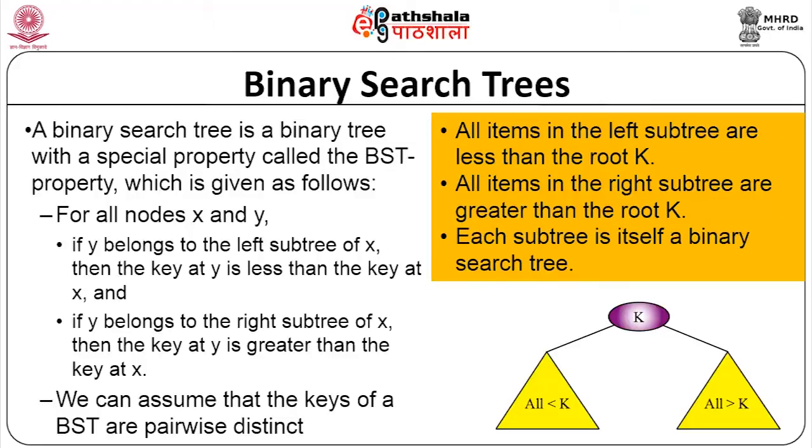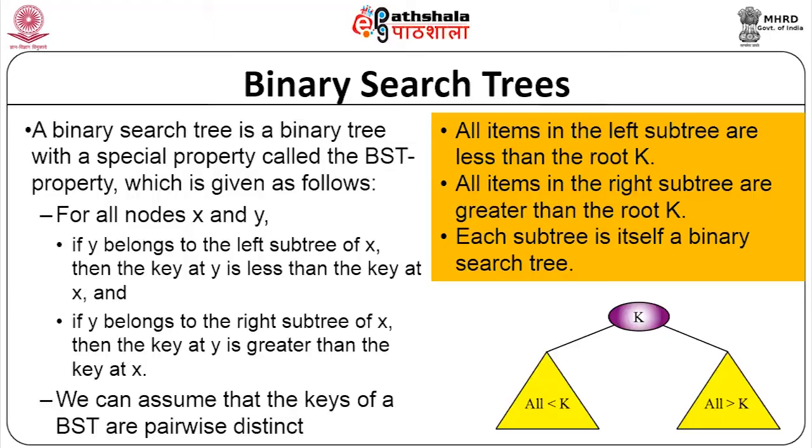We can assume that you can have duplicates also, but here we will assume that the keys of the binary search tree are pairwise distinct. Before we go further, I wanted to tell you that we are talking about keys. Key is the node value, and based on that value only we are talking about all these nodes and their organization. So, just to repeat, all items in the left subtree are less than k if you look at the figure. Similarly, all items in the right subtree are greater than or equal to the root.